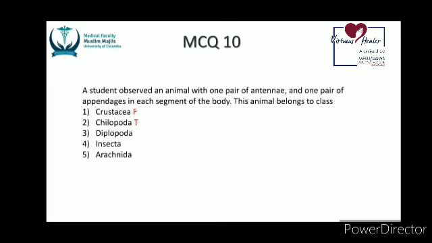And in diplopods also, the body is divided into many segments, but each of these segments will contain 2 pairs of appendages. So Diplopoda is not the answer for this question because the question says one pair of appendages in each segment, while diplopods have 2 pairs of appendages in each segment.